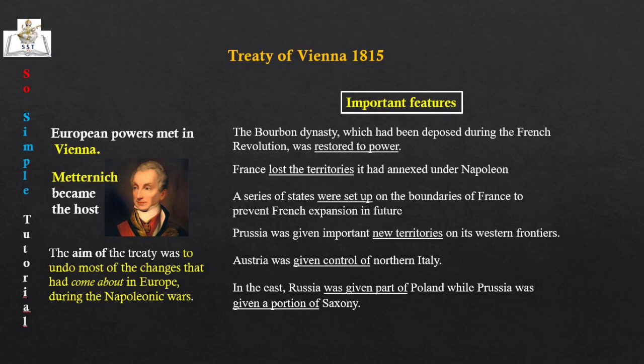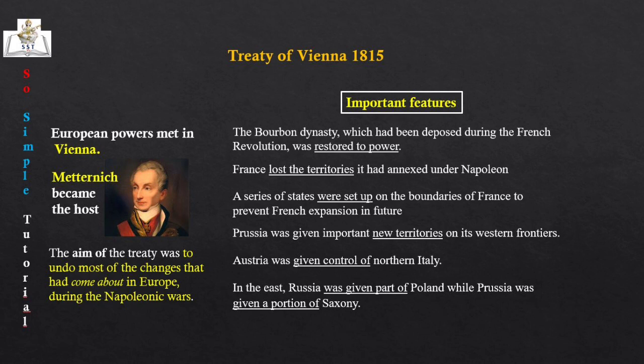Whatever was formally agreed between BAPR, Britain, Austria, Prussia, and Russia, is called the Treaty of Vienna 1815. The aim of the treaty was to undo most of the changes that had come about in Europe during the Napoleonic Wars. I will read some important features of this treaty.